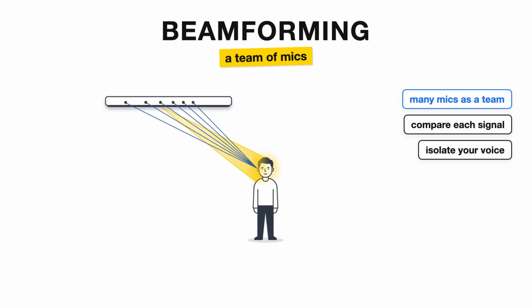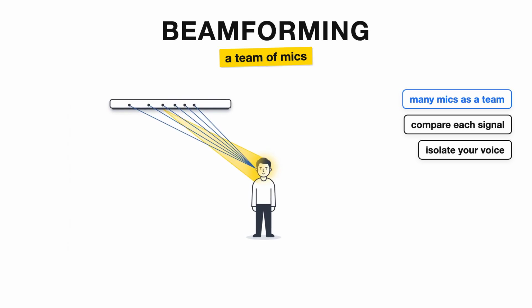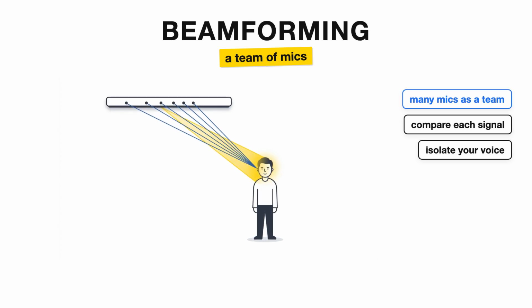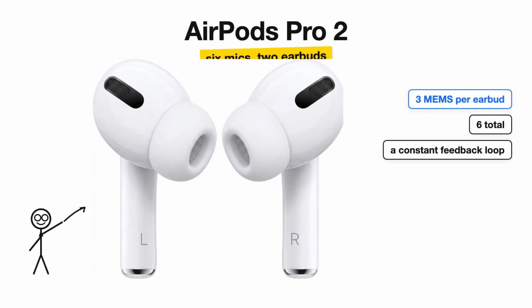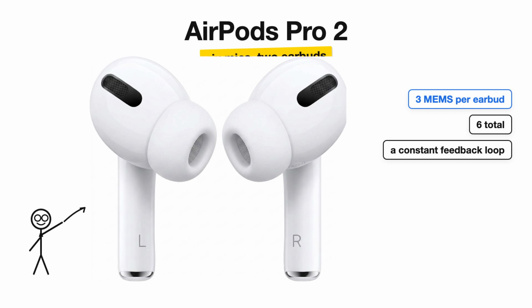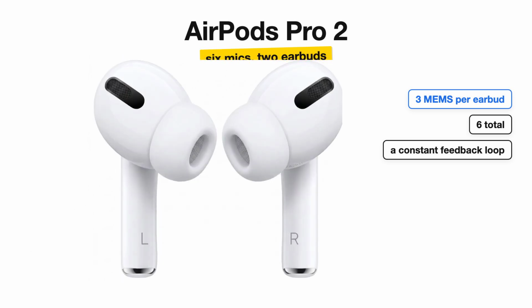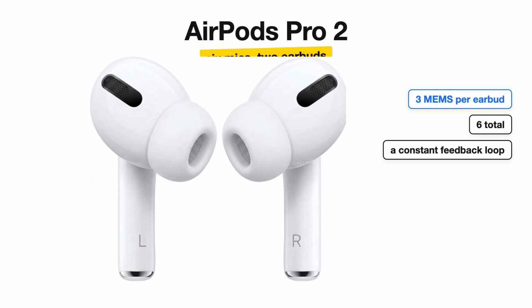They work as a team through beamforming, comparing the signal at each mic to calculate which direction your voice is coming from, then isolating that direction and suppressing everything else. AirPods Pro 2nd generation carry 3 MEMS microphones per earbud, 6 total. One faces outward for noise cancellation, one faces inward to monitor what reaches your eardrum, a third faces the vent. All 3 run in a continuous feedback loop to sculpt what you hear.